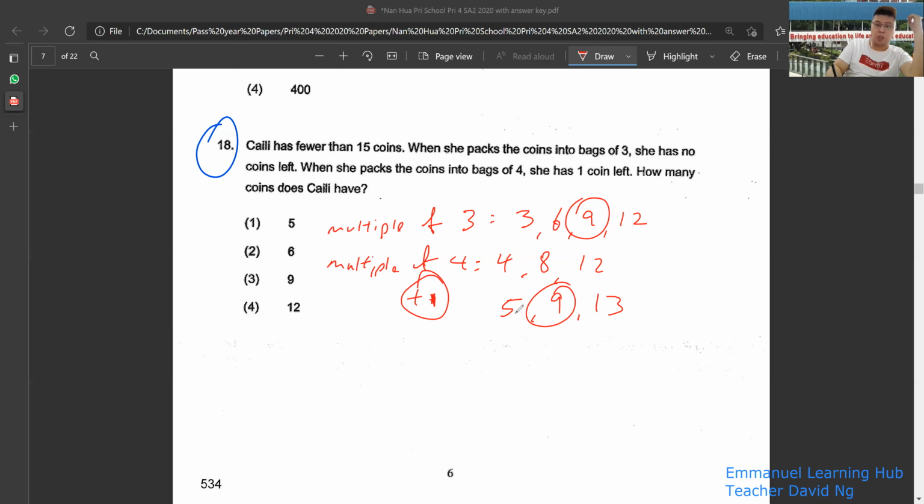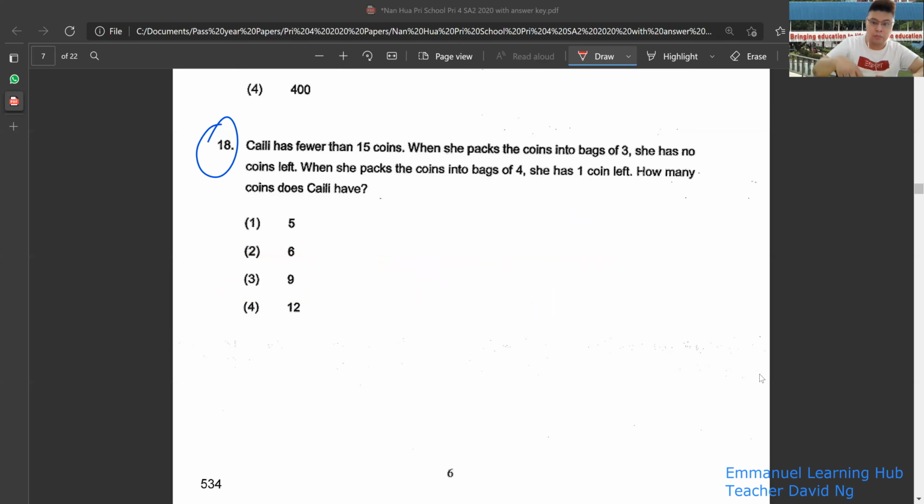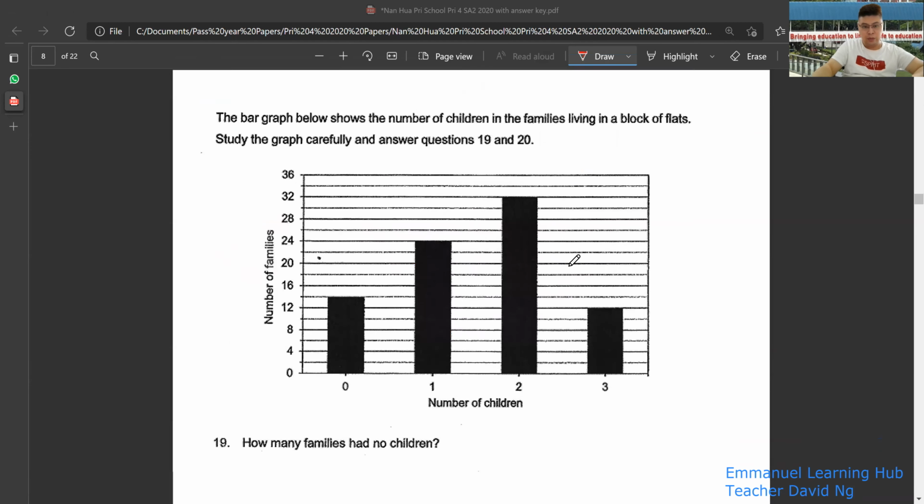I plus 1 because 1 coin left. 4 plus 1 is 5. 8 plus 1 is 9. 12 plus 1 is 13. Then the one that's common is 9. That's how you know the answer is 9. Okay? Let's move on to the next question.